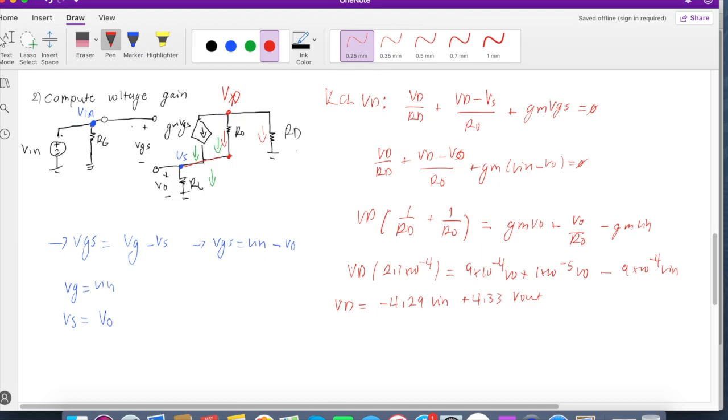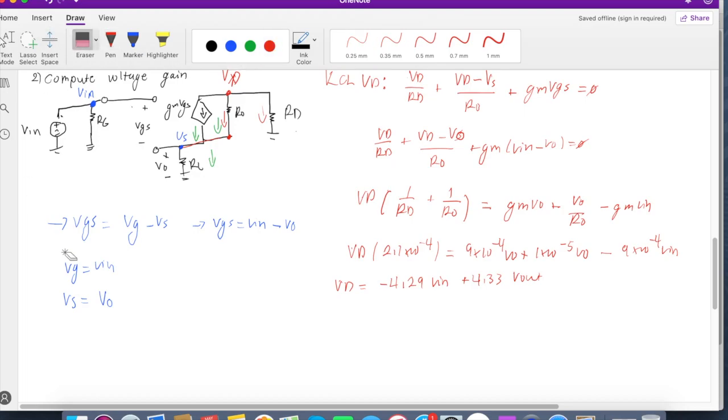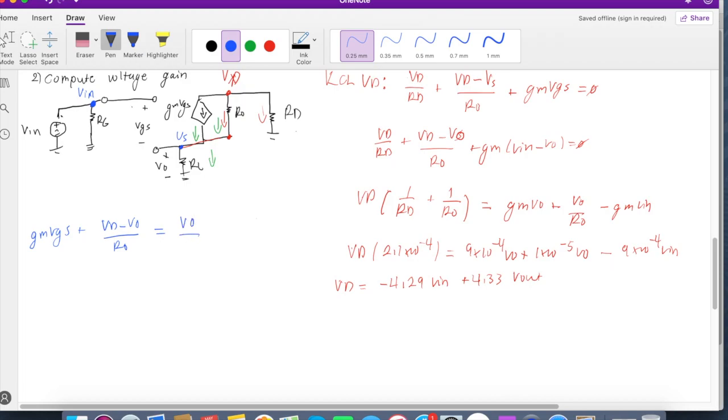So now that we have a formula for VD, we can now start the KCL at node VS. So what we see here is we have two currents going into VS and a current leaving. So we can write this as GM VGS plus, remember, this is why we found VD, plus the current going through R0 would be VD minus V out over R out equals V out over RL. So now we can see, remember, VGS is equal to V in minus V out. So we have GM V in minus GM V out plus VD minus V out over R out equals V out over RL.